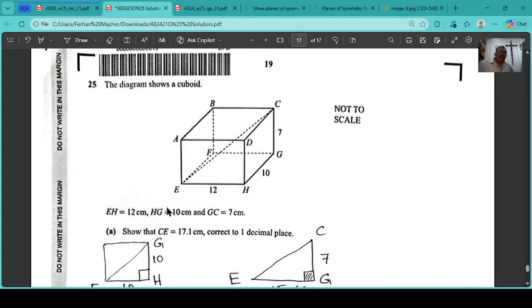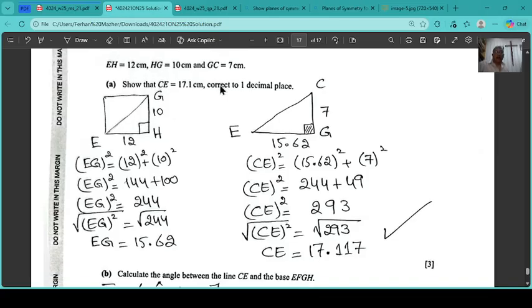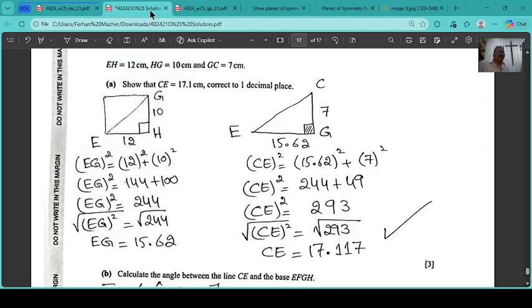Then I will take this right angle triangle EGC. EGC is a right angle triangle and EC I want to find out. Now I know the value of EG. That's 15.62. GC is 7. EC is the question. So CE square will be equal to, applying Pythagoras theorem here, 15.62 square plus 7 square, that will be 244 plus 49, that's 293. Take square root on both the sides. So CE will be equal to 17.17. 17.17 is the right answer, sir.